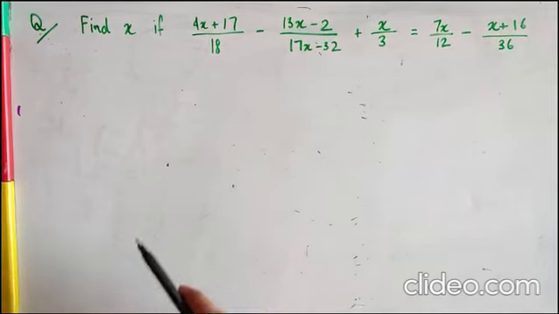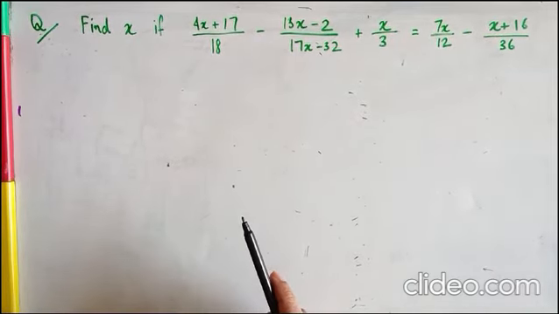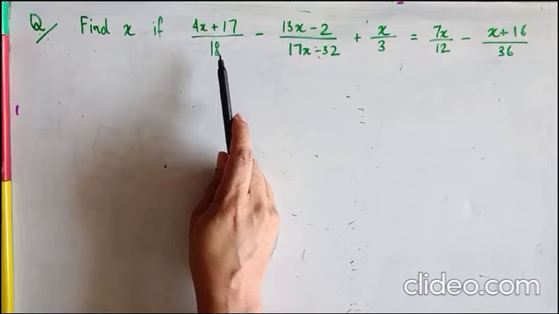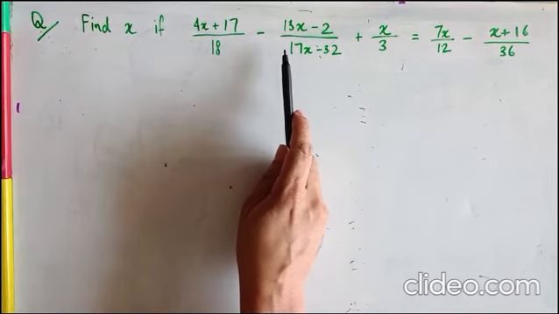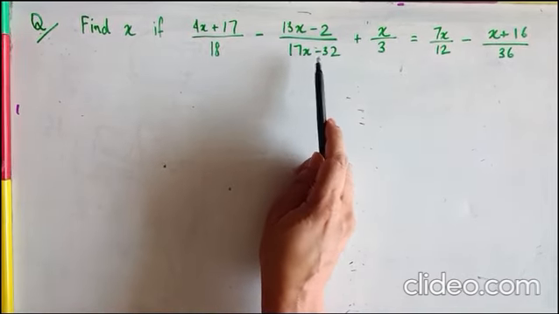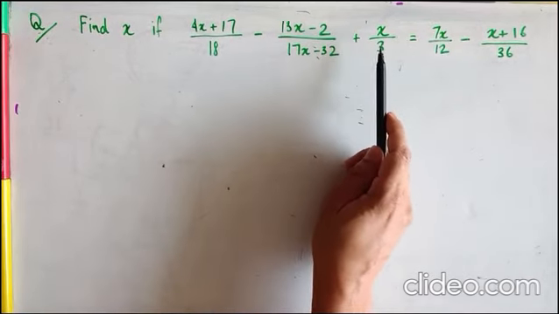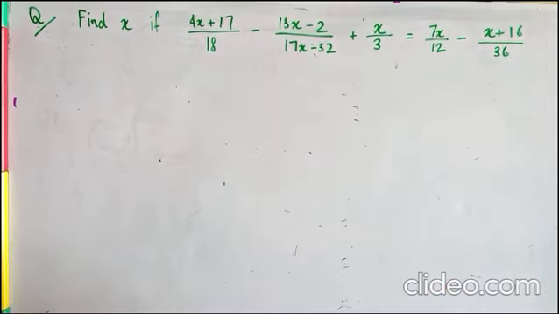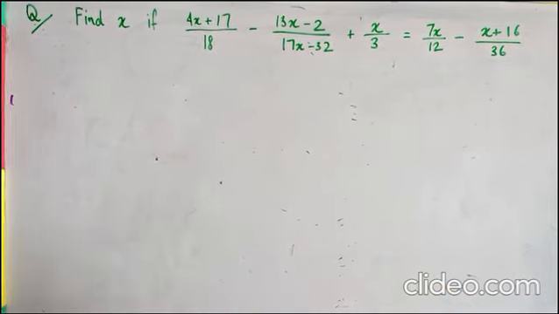So here is our problem for today, kids. As I said, it looks big and complicated. Find the value of x if (4x + 17)/18 - (13x - 2)/(17x - 32) + x/3 = 7x/12 - (x + 16)/36. It looks extremely complicated, right?